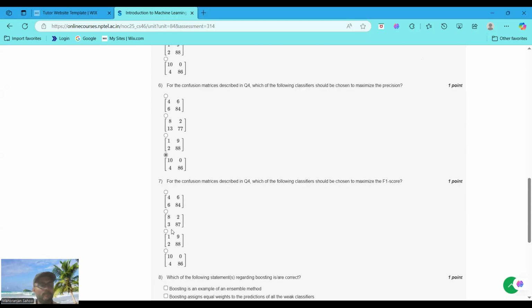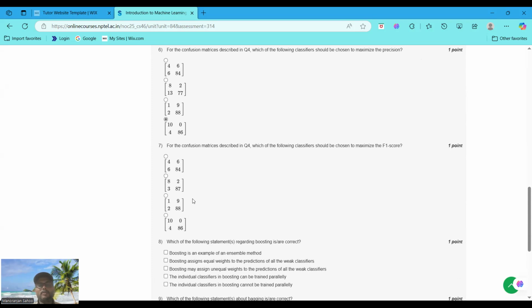Okay. Now moving to question number 7. For the confusion matrices described in question number 4, which of the following classifiers should be chosen to maximize the F1 score? To maximize the F1 score, we choose option D. Question 7, option D. Why do we choose option D?